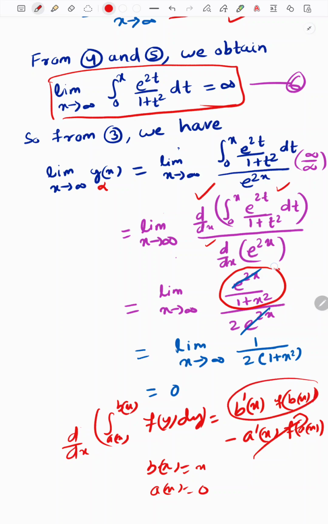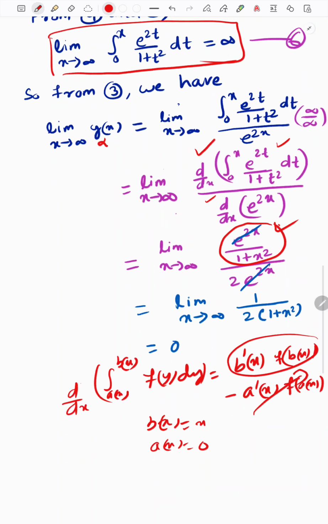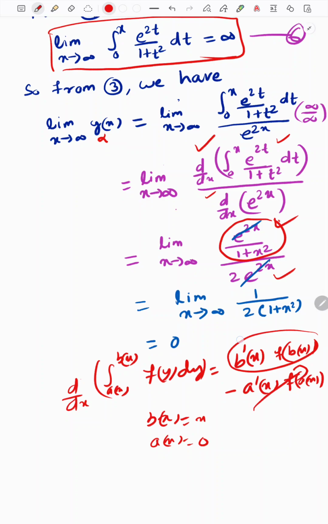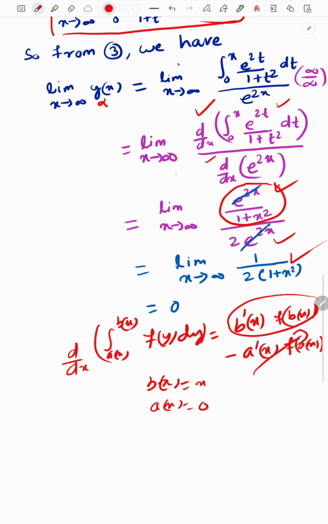Okay, so it gives this value, and in the numerator it gives the derivative of e to the power 2x, which is 2 times e to the power 2x. See here, e to the power 2x and e to the power 2x get cancelled, and so we will get this term. And when x goes to infinity, this expression's limit goes to 0, because in the denominator x square is coming. Okay, so we will get this limit equal to 0.